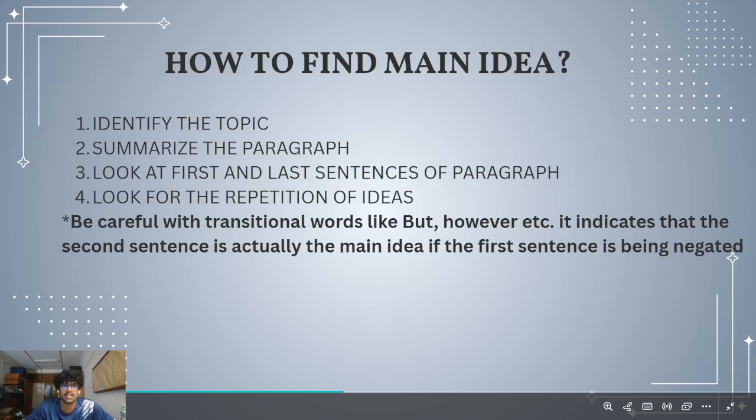So how do we find the main idea? First we identify the topic. Next we summarize the paragraph. After that, we look at the first and last sentences of each paragraph. And last, we look for the repetition of ideas.